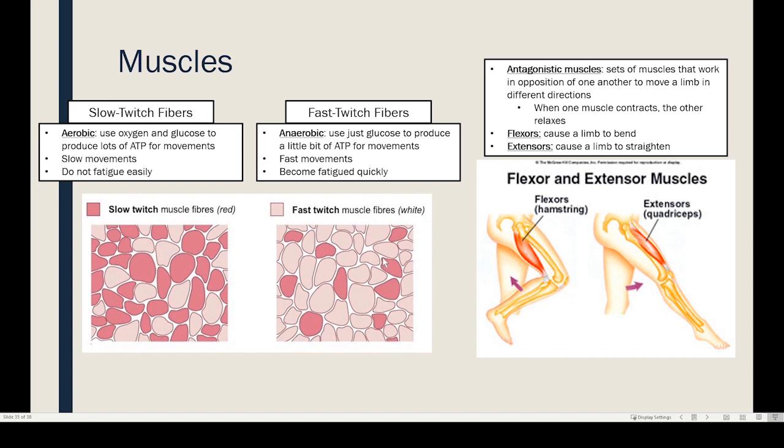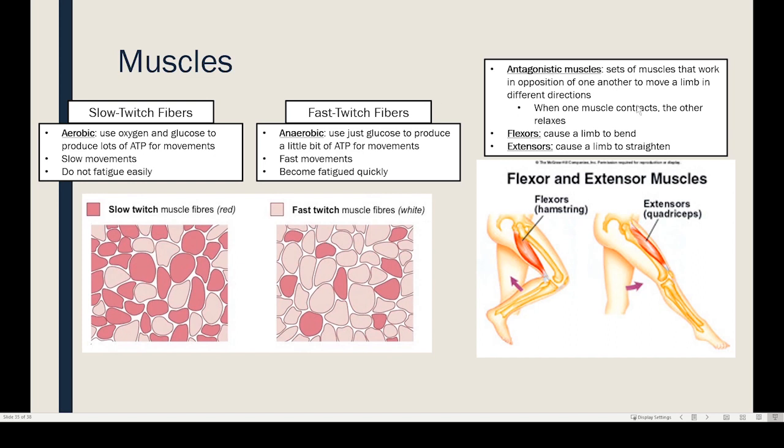But the advantage here is that, while you can't produce as much energy, which is what ATP is, remember, it's one of the energy holding molecules, you can produce energy more quickly. And so the anaerobic fast twitch fibers are good at making really fast movements. They just don't last as long.